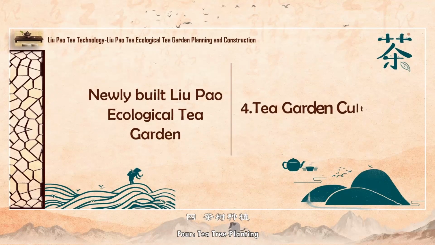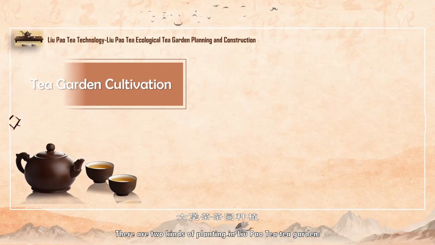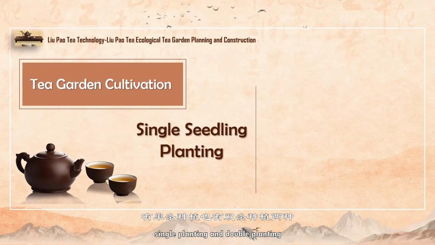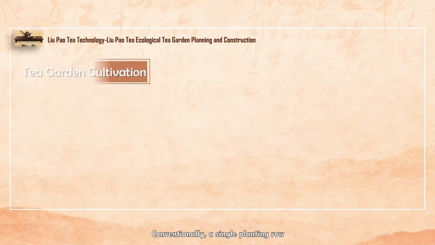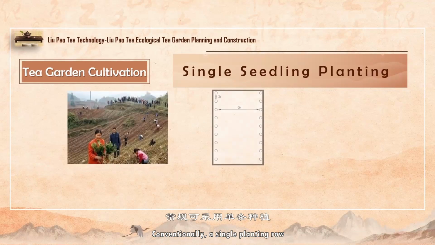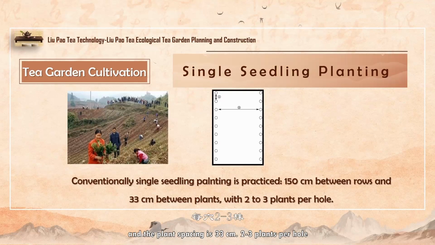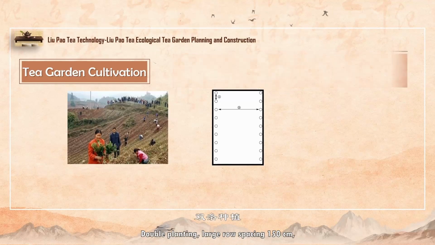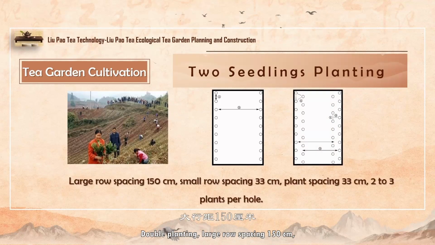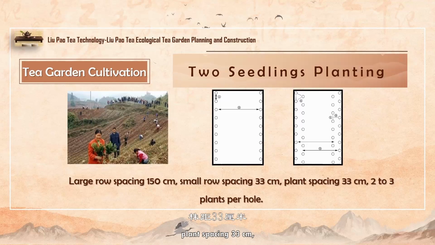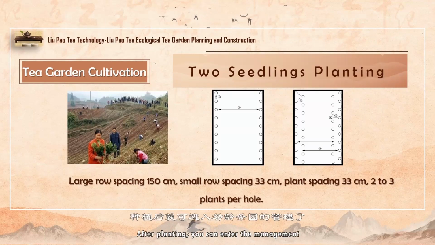4. Tea tree planting. There are two kinds of planting in a Liu Pao tea garden, single planting and double planting. Conventionally, for single planting a row spacing of 150 centimeters can be used, and the plant spacing is 33 centimeters, with 2 to 3 plants per hole. For double planting, the large row spacing is 150 centimeters, the small row spacing is 33 centimeters, and the plant spacing is 33 centimeters, with 2 to 3 plants per hole. After planting, you can enter the management of young tea gardens.